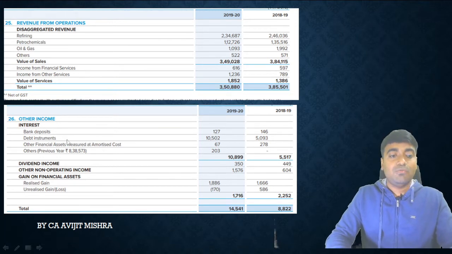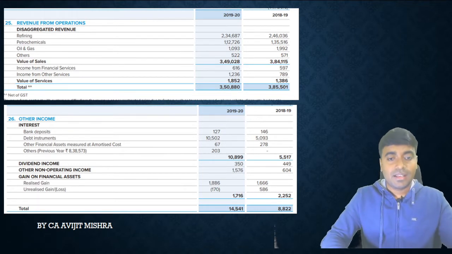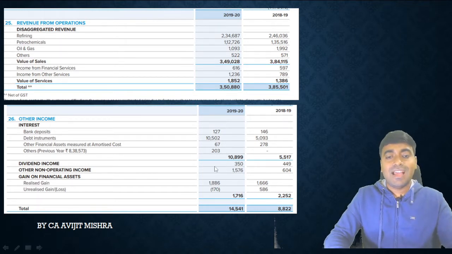Interest from the debt instrument. Basically Reliance has invested some amount of money in the debt instrument. So from that debt instrument, they have earned an interest of around 10,502 crores. In the same manner, other financial assets and also others.